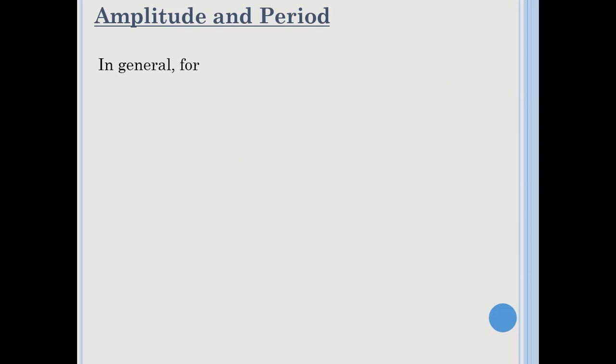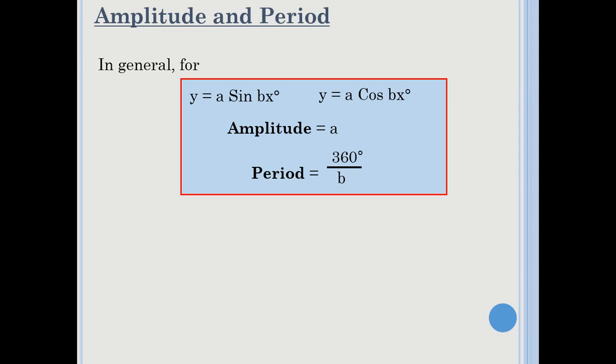So, what we can say is, in general, for y equals a sine bx and y equals a cos bx, the amplitude is a and the period is 360 divided by whatever number b is. Like we saw with the previous graph, where when it was y equals cos 3x, the period was 120, because 360 divided by 3 is 120.